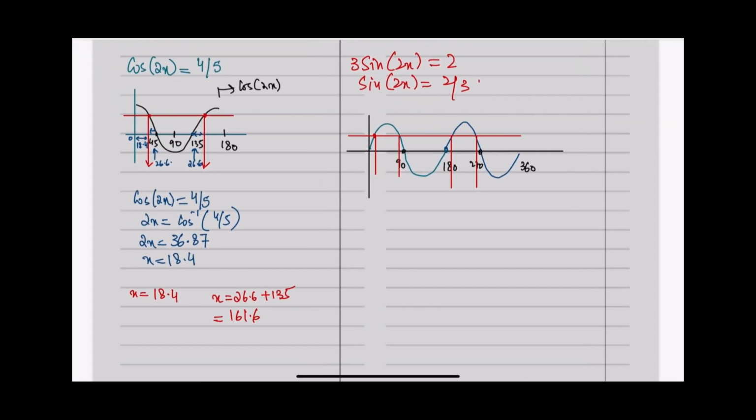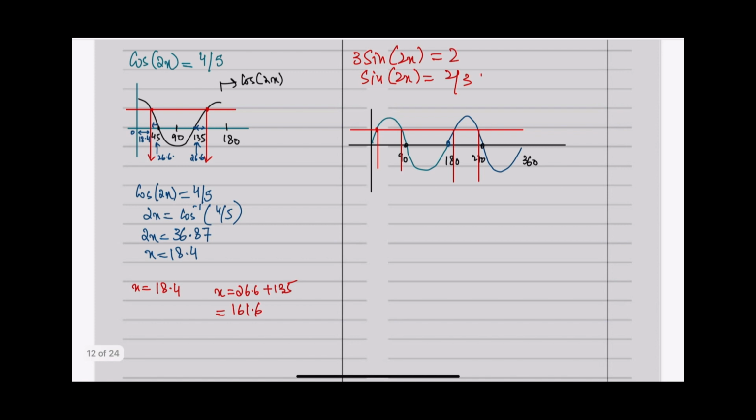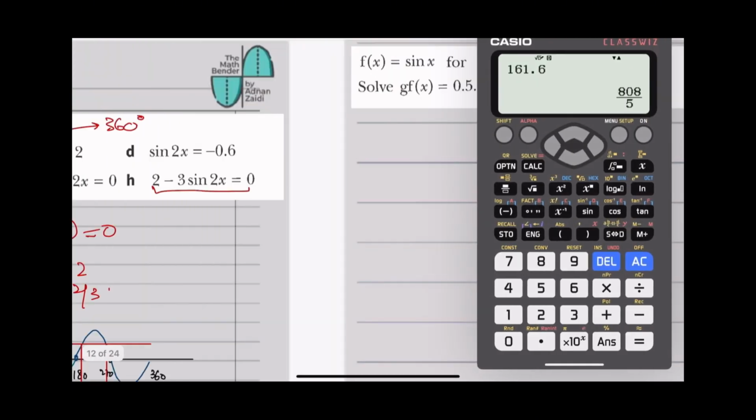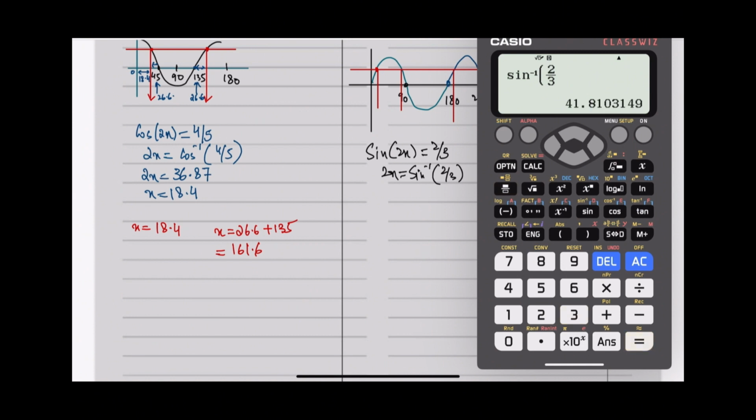Now, since we know that sine of 2x equals 2 over 3, 2x is going to be sine inverse of 2 over 3. So 2x is 41.8, and you divide that by 2. So it gives you x equals 20.9.